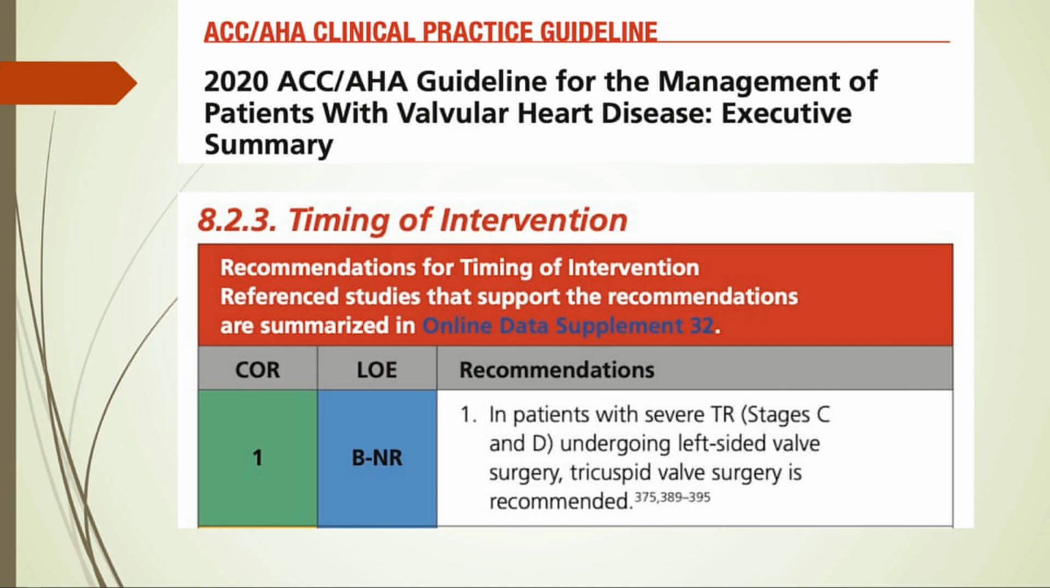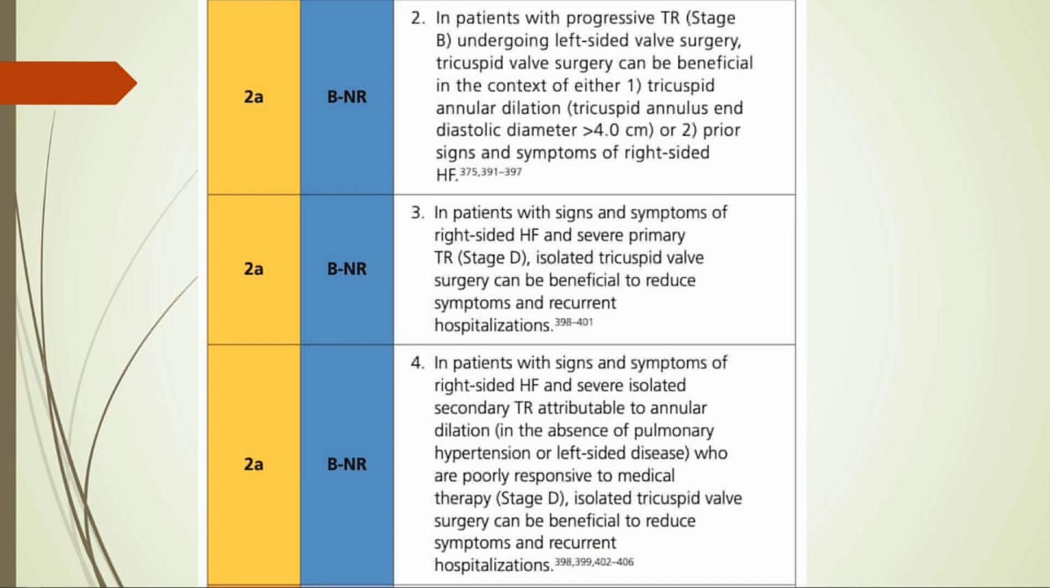that are now undergoing left-sided surgery, which is easy. Then the 2A indications would have the typical moderate left-sided patients coming with moderate TR and/or an enlarged annulus around 40. In the same way, patients with signs and symptoms of right-sided heart failure and severe primary TR who are coming for isolated tricuspid surgery. So these would also be class 2A considerations for primary TR.